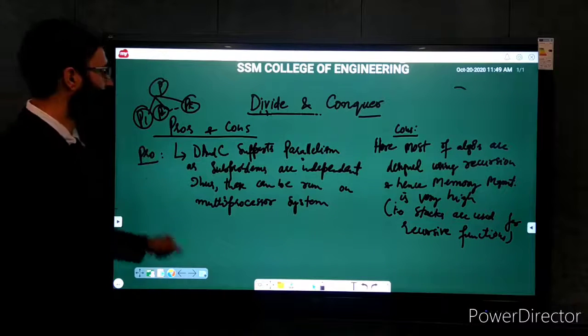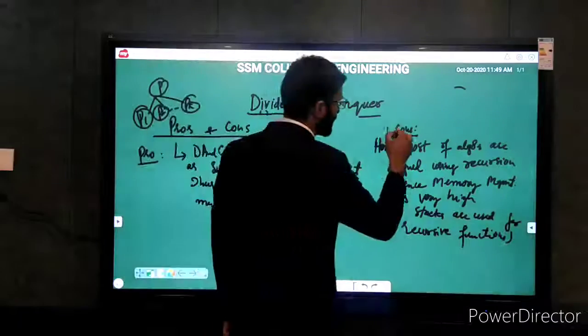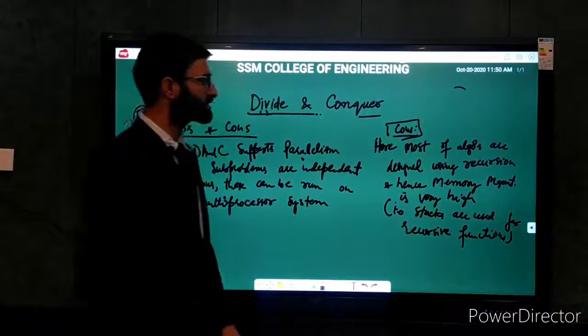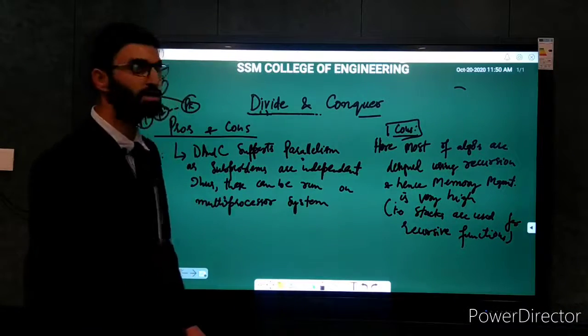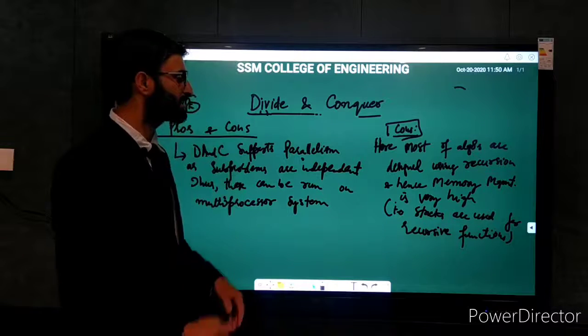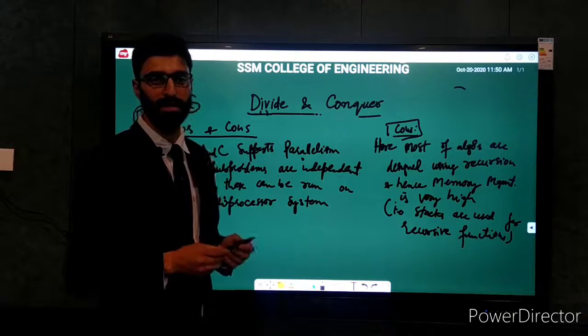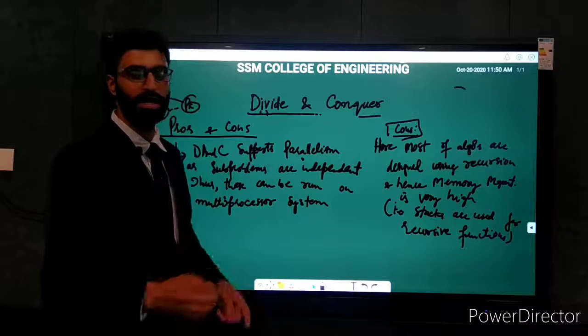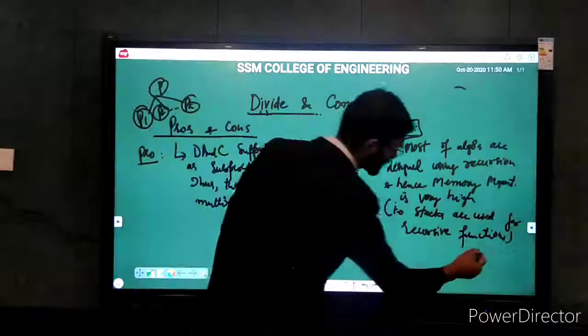Now what is its disadvantage? As we know, most of these algorithms are designed using recursion. In recursion, the memory management cost is high, right? As stacks are used for the recursive function.